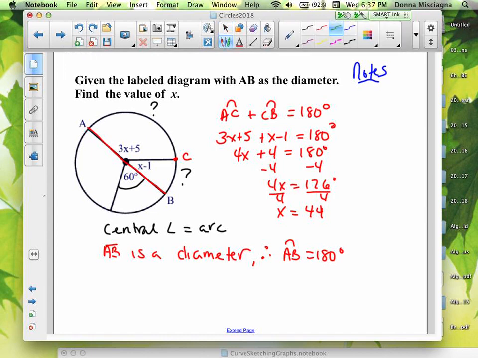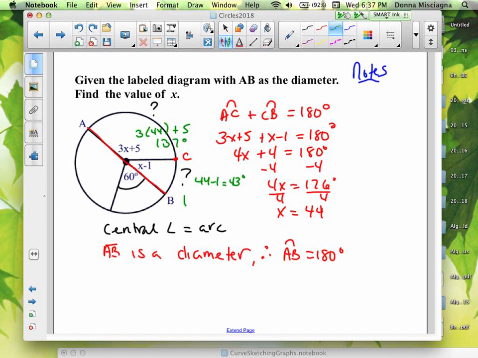So x minus 1, that means this is 44 minus 1, or 43 degrees. 3x plus 5, that means this is 3 times 44 plus 5. 3 times 44, so 3 times 40 would be 120, and 3 times 4 is 12. So that's 132. And 132 plus 5 is 137.